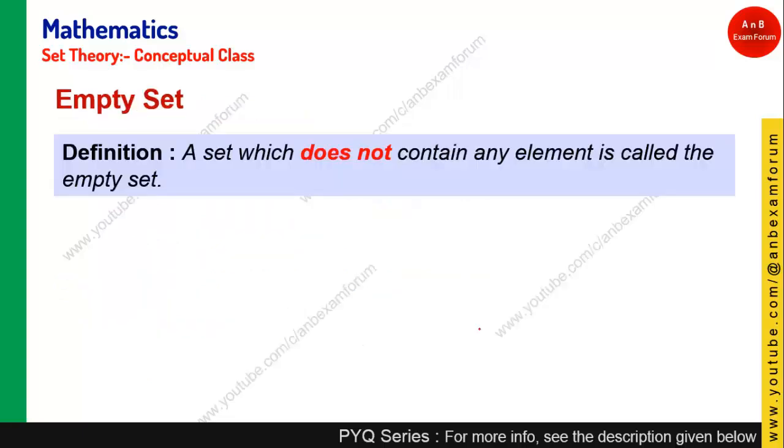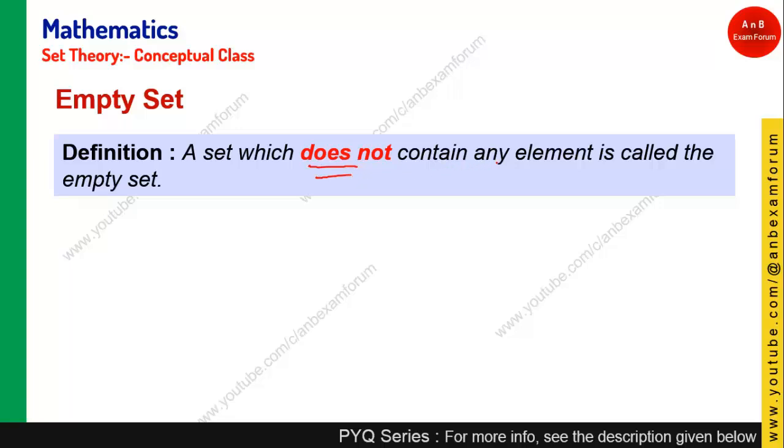The first set which is very important is the empty set. So let's see the definition first. The definition says a set which does not contain any element. I focus on this phrase, does not contain any element, is called the empty set.